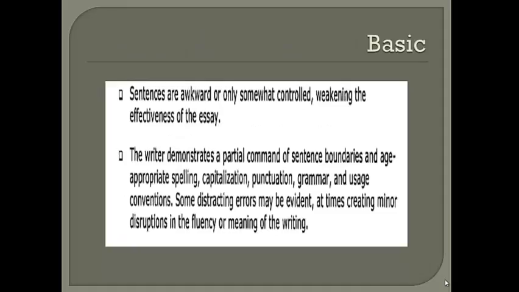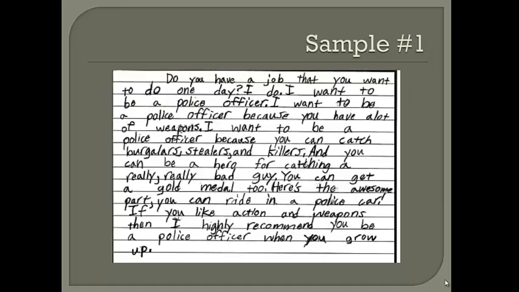Sentences are awkward and somewhat controlled. So go ahead and read the last 2 bullets and see if we see a change in language. Sentences are awkward and only somewhat controlled. The writer demonstrates a partial command of sentence boundaries and age-appropriate spelling, capitalization, and punctuation. It says partial command. It says little or no command in the other. Distracting errors may be evident, but they only create minor disruptions in fluency. So some meaning is lost, but you can still get the gist of it. So those things do not detract from that.